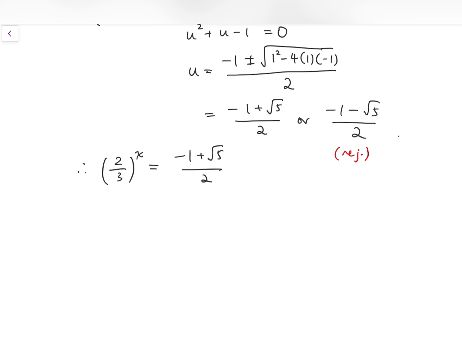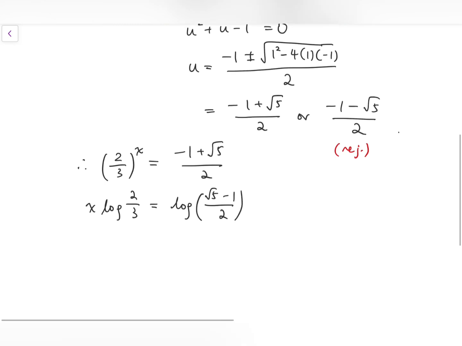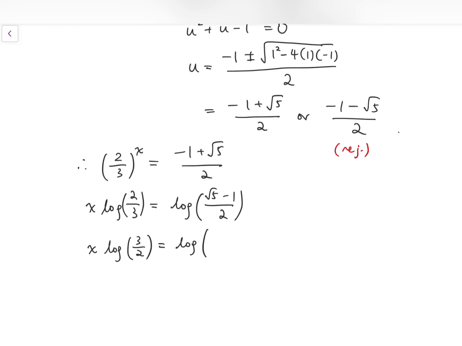Then to solve for x here, we have to take logarithm on both sides. So x times log of 2 over 3 equals log of root 5 minus 1 over 2. Then we notice that both 2/3 and root 5 minus 1 over 2, the golden ratio, are numbers between 0 and 1. So if we take the logarithm of these two numbers, they are both negative. So why not we take the reciprocal of these two numbers, just to make the numbers positive.